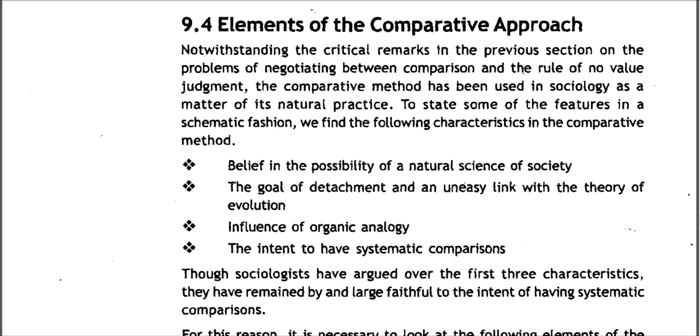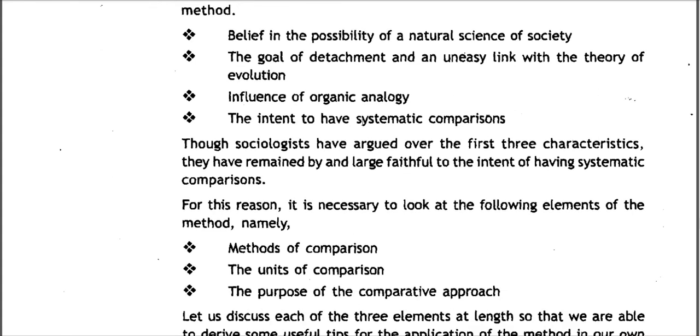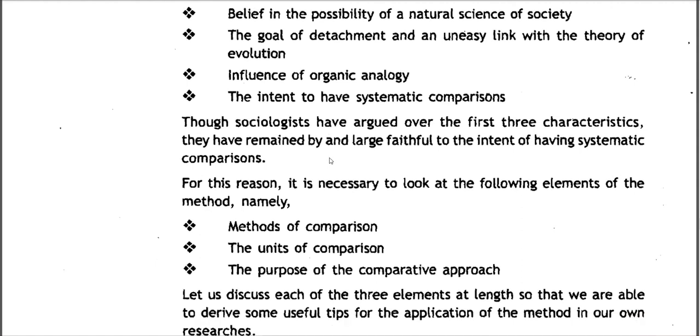Notwithstanding the critical remarks in the previous sections on the problems of negotiating between comparisons and the rule of no value judgment, the comparative method has been used in sociology as a matter of its natural practice. To state some of the features in schematic fashion, we find the following characteristics in the comparative method. Belief in the possibility of a natural science of society, the goal of detachment, an uneasy link with the theory of evolution, influences of organic analogy, and the intention to have systematic comparisons. The sociologists have argued over the first three characteristics. They have remained by and large faithful to the intent of having systematic comparison.